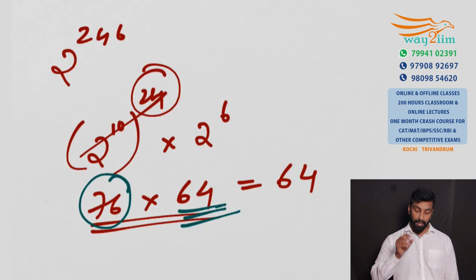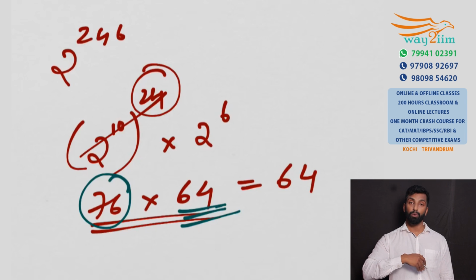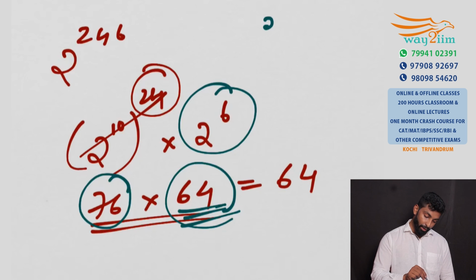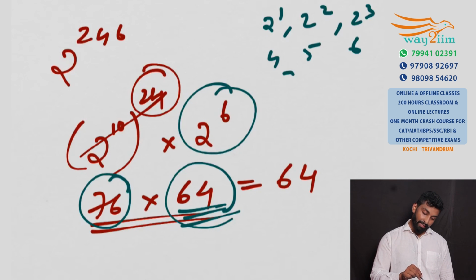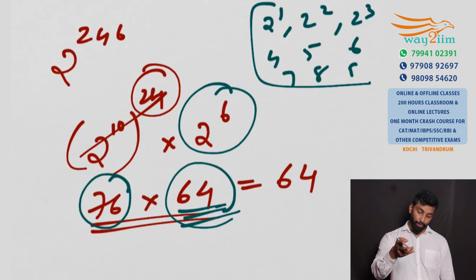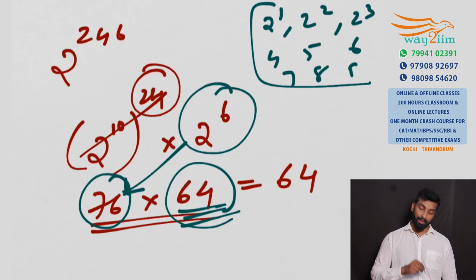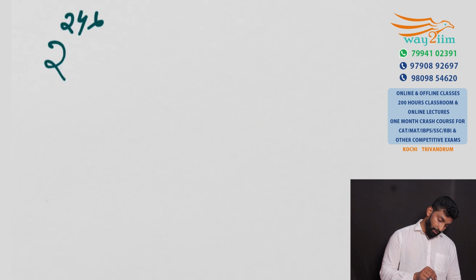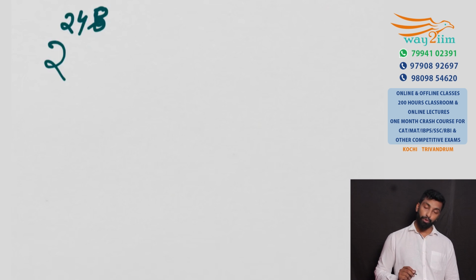Now one interesting thing is that if you multiply these numbers with 76, you will always get the same number. I'm not generalizing it. I'm not saying that 76 into 10 is equal to 10. No, that is not possible, but whatever possible numbers you are going to get here, you'll get 2 raised to 1, 2 raised to 2, 2 raised to 3, 4, 5, 6, 7, 8, 9, right? Up to 9, any number if you take, last 2 digits, if you multiply with 76, you'll get that number itself.